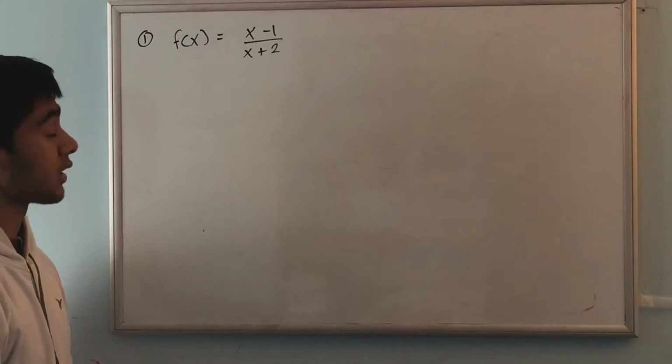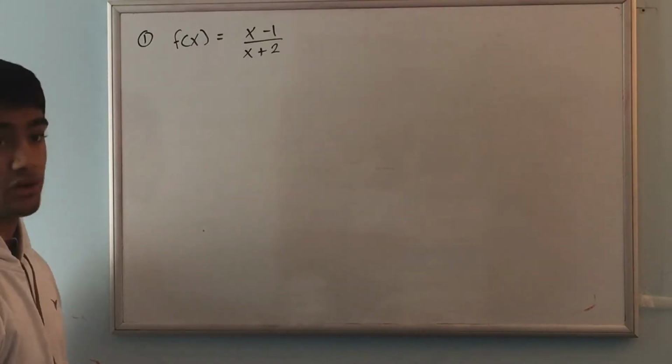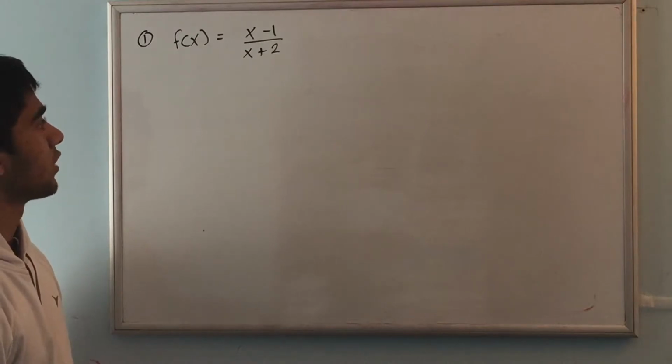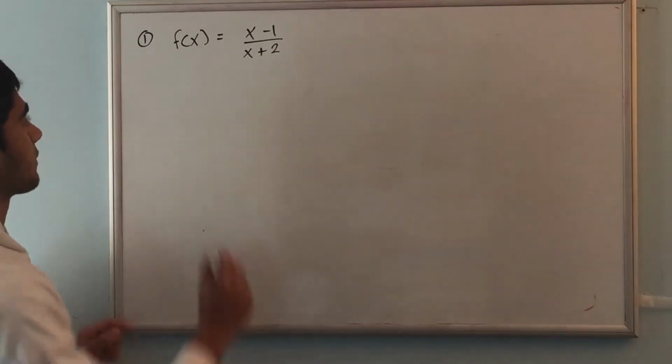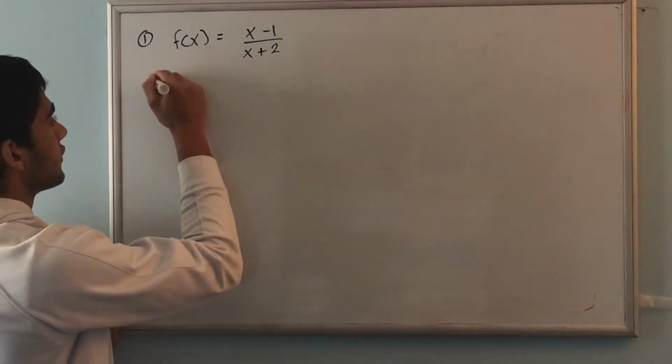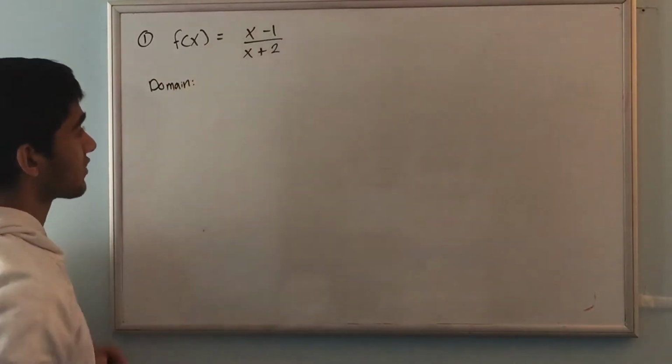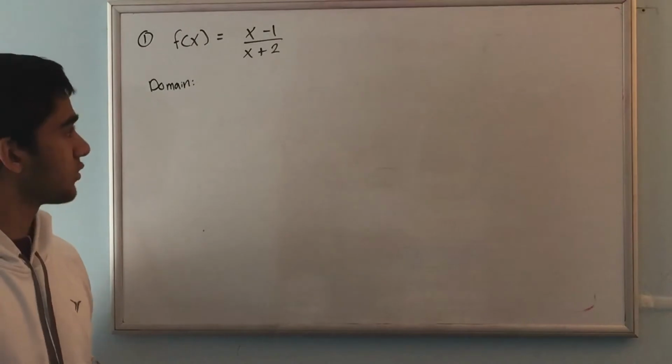So in this video I'm going to be doing an example curve sketching problem, and the function we have today is f of x equals (x minus 1) over (x plus 2). So the first step I like to do is to find the domain of the function. And remember, the domain is the range of x values to which the function is restricted.